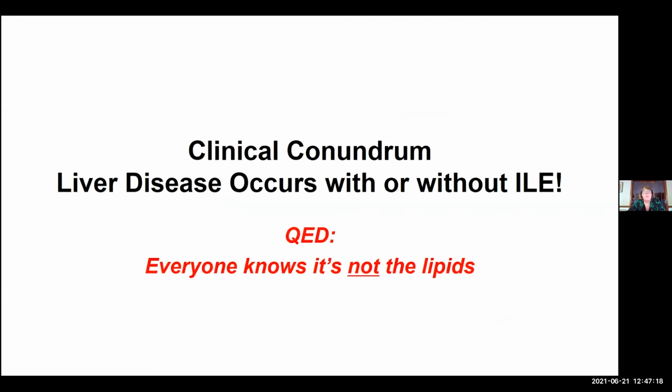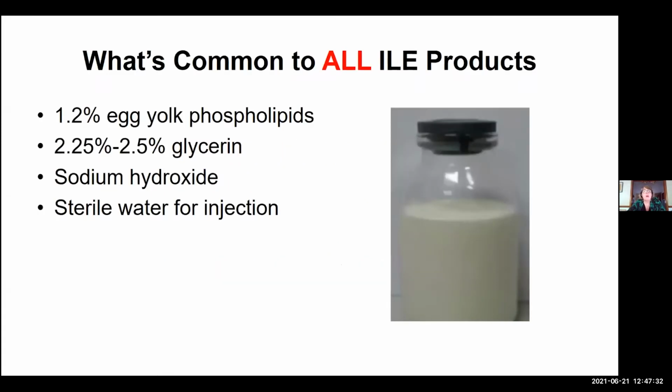So as a result, we were left with a clinical conundrum. Liver disease happened with or without the presence of IV lipid emulsions, so as a result, we all concluded it wasn't the lipids. In fact, until recently, it was stated as such in the textbooks. So what's common to all lipid emulsions? Well, they all have that same egg yolk phospholipid emulsifier that Dr. Retland developed. There are no egg-free lipid emulsions, regardless of oil source, anywhere in the world today.